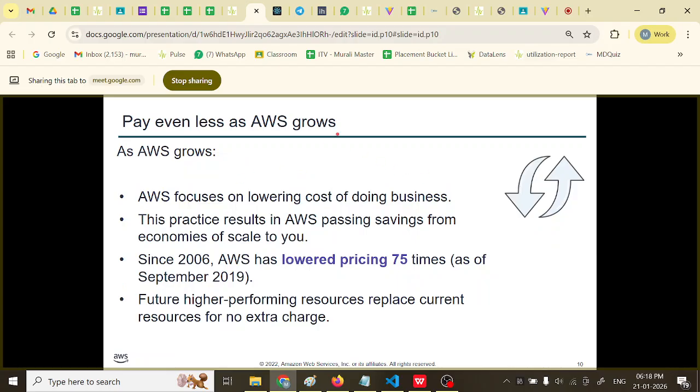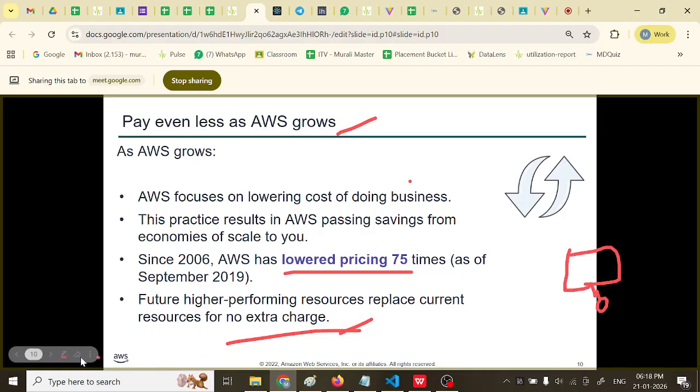Next, pay even less as AWS grows. As AWS focuses on lowering the cost for doing business, it has lowered its price up to 75 times, as I told, and they will be changing you to an upgraded version of anything, like the instance you are using. It can upgrade its version with less cost or no charge also.